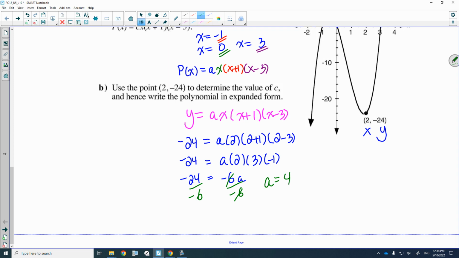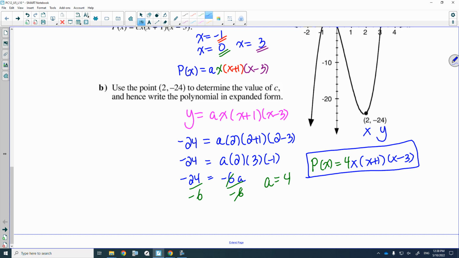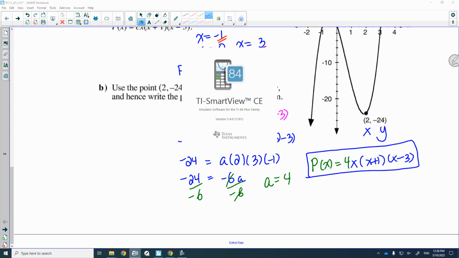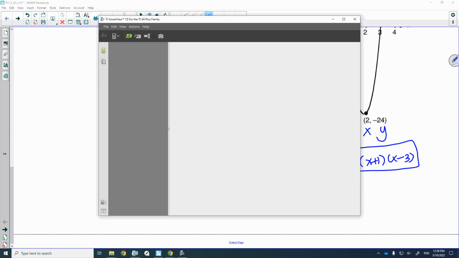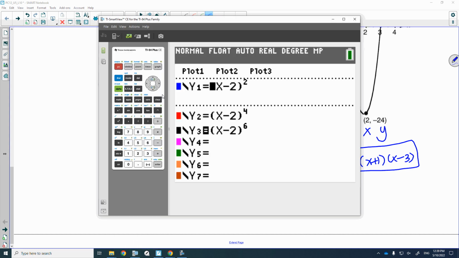So the actual equation of the polynomial function would be this. P of x is equal to 4x, x plus 1, and x minus 3. I'm going to show you how you could type this in on your calculator and see if you are right. So on your graphing calculators, I want you to first type in the original equation without the a value, like assuming that a is 1. And I'll show you how you would know that you were wrong with that.